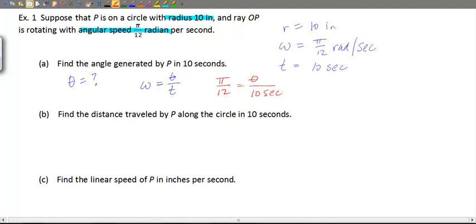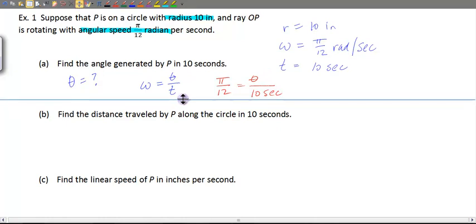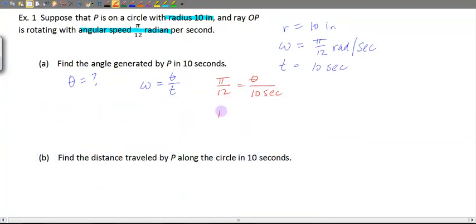So we solve this. There are a couple of different ways we can do it. The easiest is to just cross multiply. When I cross multiply, I get 12 theta is equal to 10 pi. Divide both sides by 12. Theta would be 10 pi over 12, or reducing that fraction, we get 5 pi over 6, and I know this is radians. So now we have figured out what theta is. I know r, omega, t, and theta.